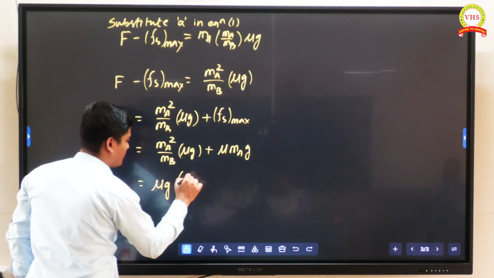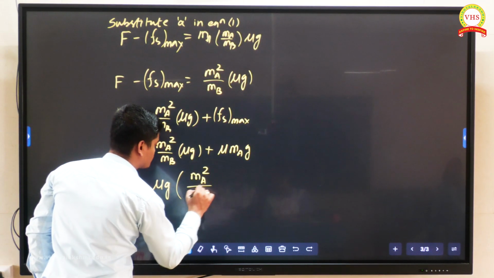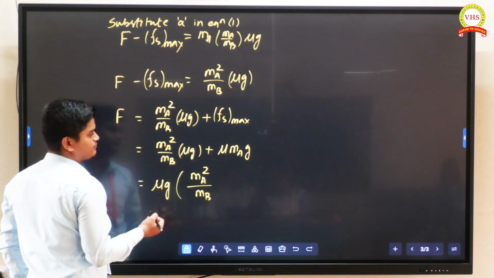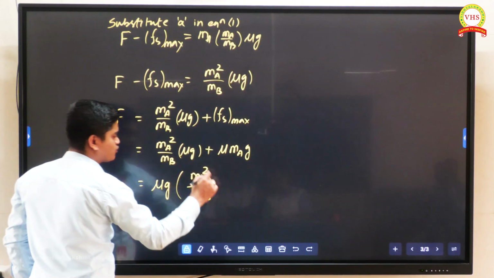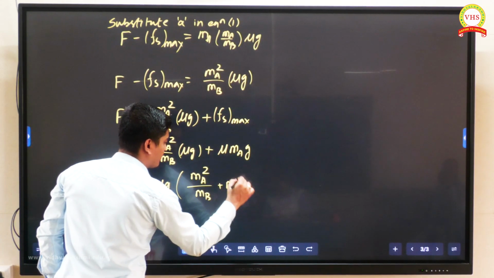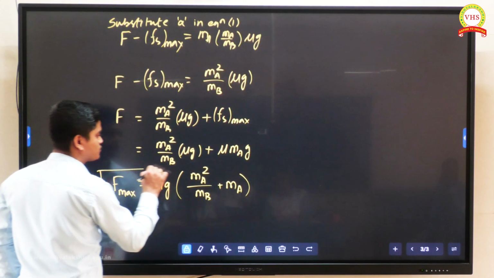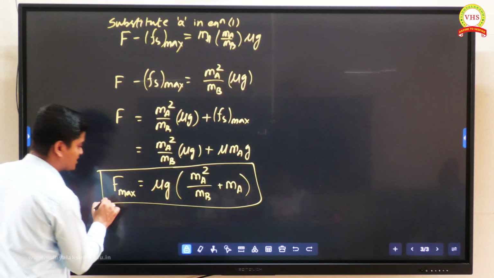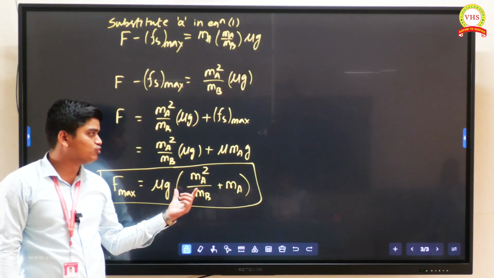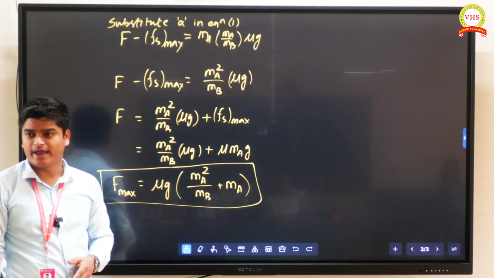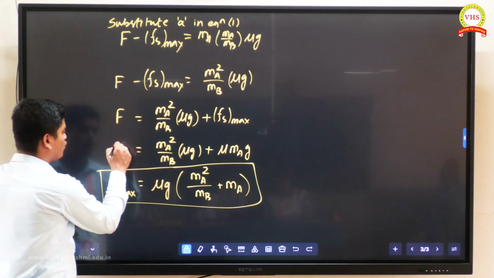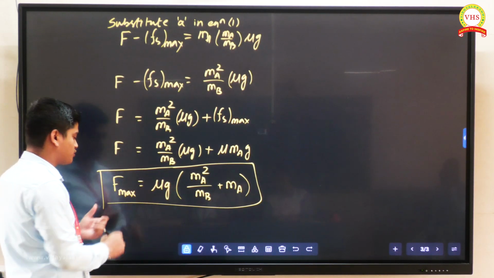Now check here, mu G can be taken common, right? If mu G comes common, what are you getting? Mu G times MA square by MB plus MA. So this is what is coming, your maximum force. Yes or no? This is the maximum force required to move the objects together. Okay? If a force is applied on which block? Upper block.